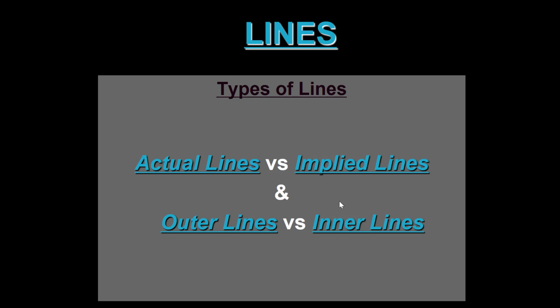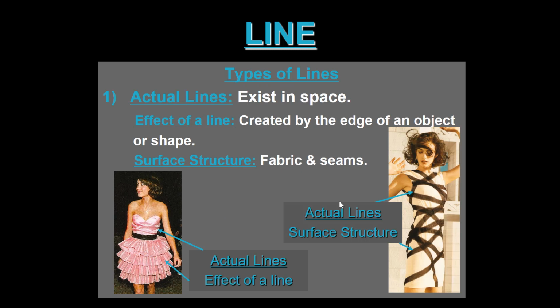So first, let's break down lines into their different line types. There are actual lines or implied lines, inner or outer lines. What is an actual line? It is one that, like the name implies, exists in space. So it's physical. It's created by the edge of an object or a shape. So in a garment, for example, this might be created by the fabric itself and the seams.